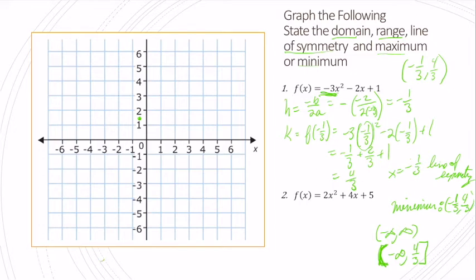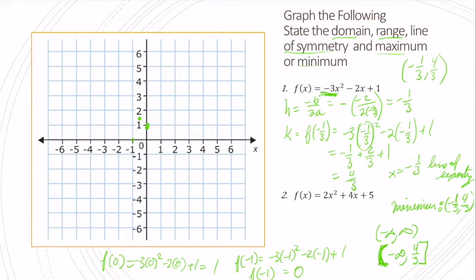find a couple points. So let's find f of 0. So negative 3 times 0 squared minus 2 times 0 plus 1 is just going to be 1. So when x is 0, y is 1. And let's try negative 1. If I have f of negative 1, that's going to be negative 3 times negative 1 squared minus 2 times negative 1 plus 1.